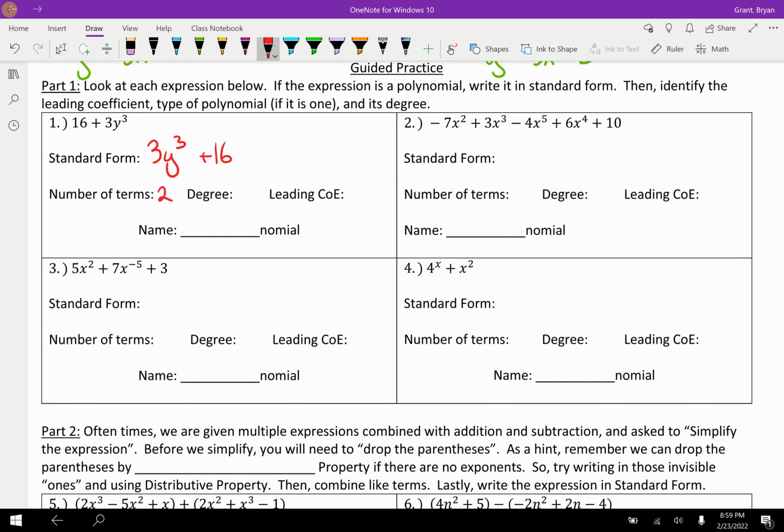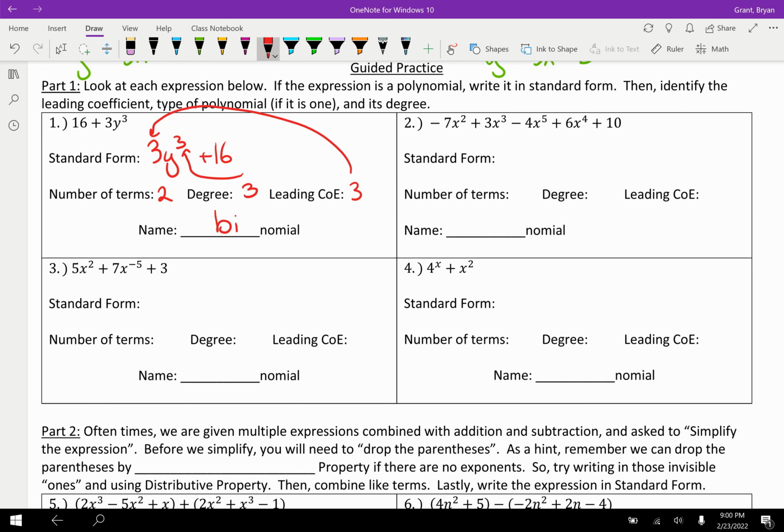It looks to me like there are two terms. 3y cubed is one term, 16 is the other. They're not like terms, but that's okay. The degree of the polynomial, 3. That's the exponent. The leading coefficient, also 3. That's the number out front. And because there are two terms, this is known as a binomial.